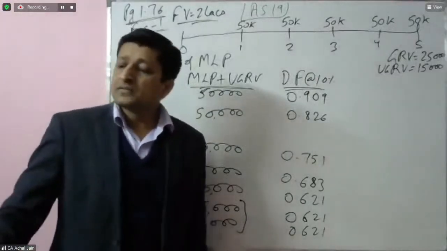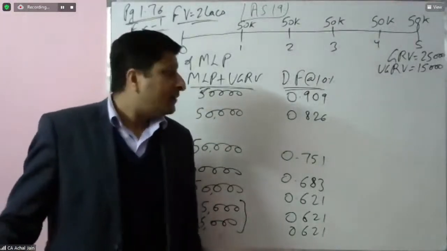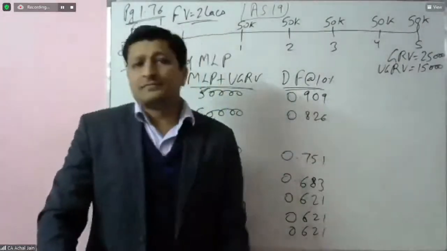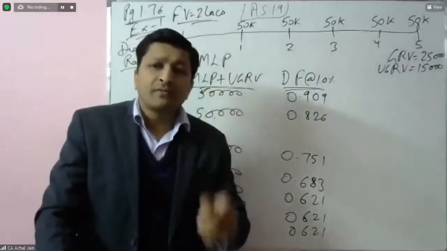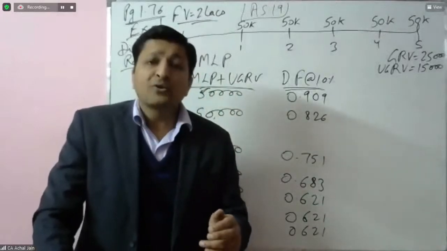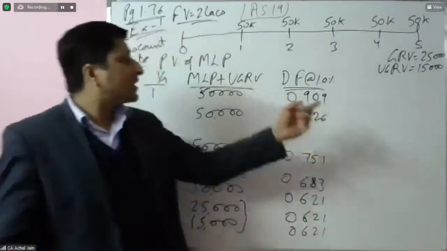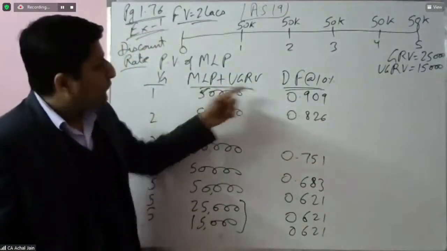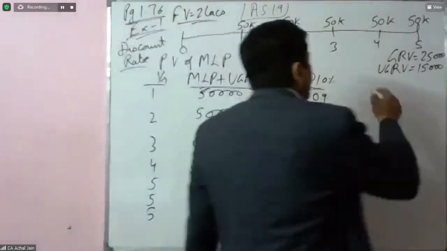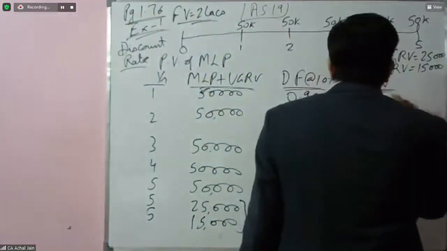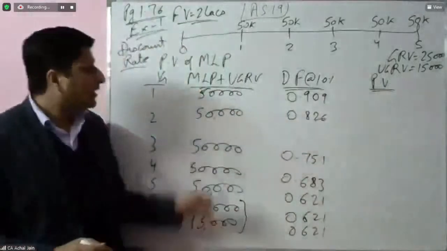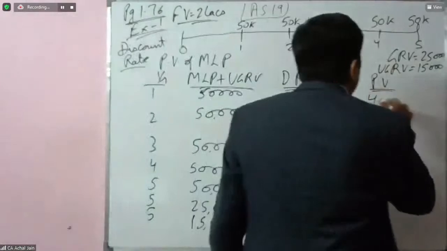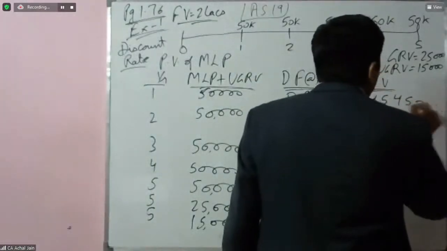Now in this case, what do we need? We need the present value of this amount. So if the future value of rupee 1 becomes 0.909, then that's the present value only. So how do we get the present value? This multiplied by this. Correct? So this becomes 45,450.